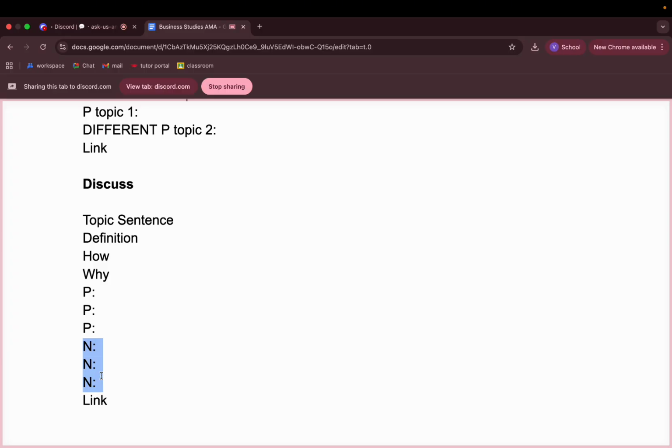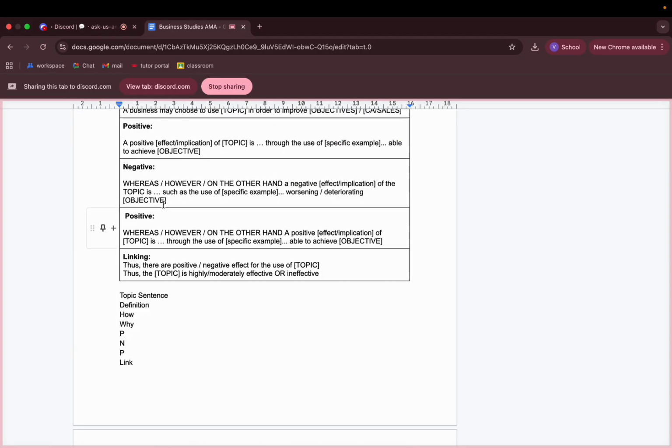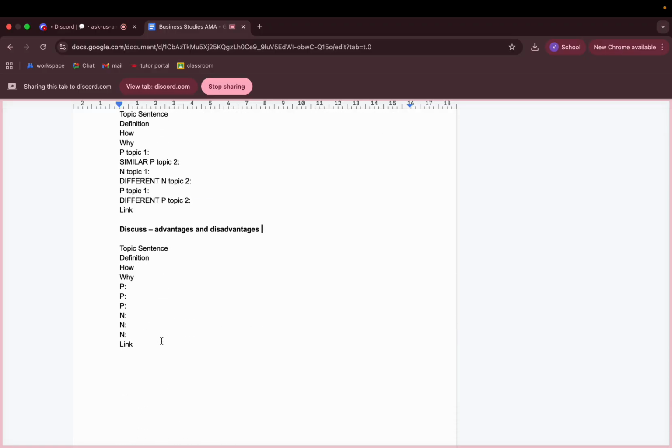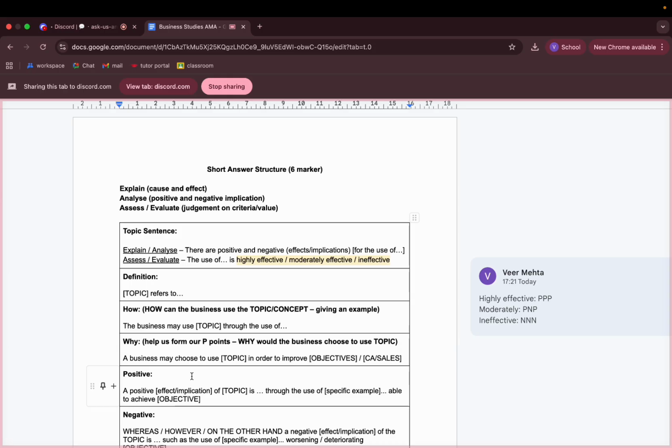Don't give an example for every single one. Just get them done. Just go, this is a positive, this is the objective it links to, this is the positive, this is the objective it links to. And maybe on the third positive, link it to one example. That's it. But you still need your how, you still need your why, you still need your definition. And this is advantages and disadvantages. Sweet, okay. That's pretty much all the structures that you could possibly see in your 6 markers.